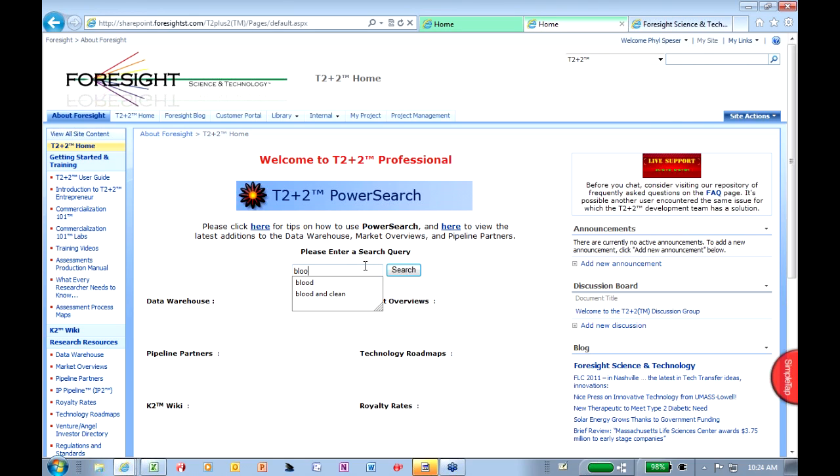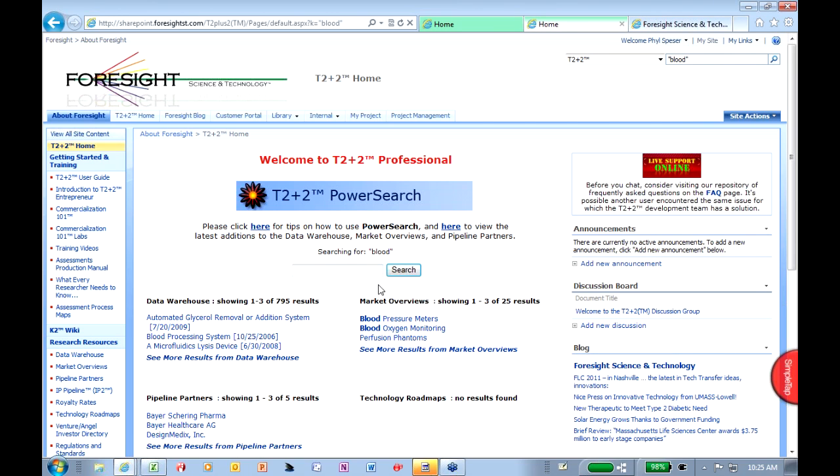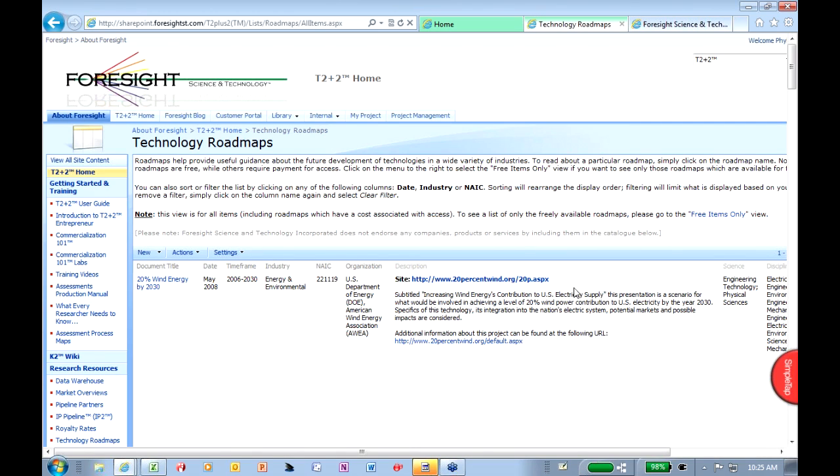Now, there is some other data in here. Let's say we were looking at blood, just to get a little bit more general term. Dang, how about that? I figured there would have been a roadmap for blood, but maybe not. Well, let me just do this. I want to show you what Technology Roadmaps has in it.